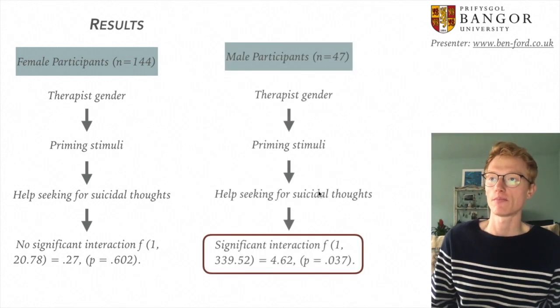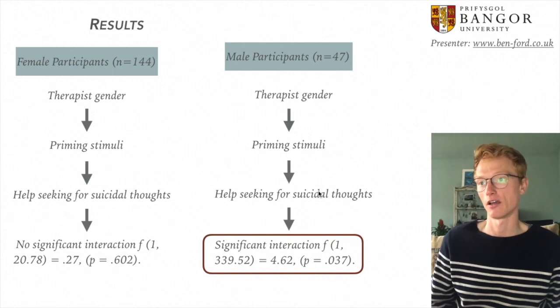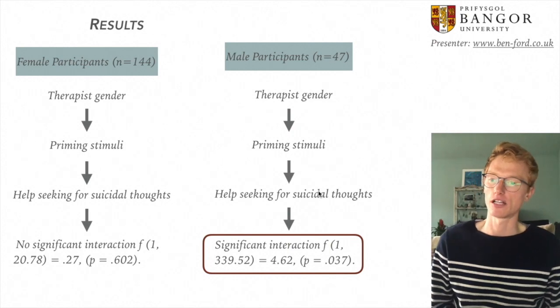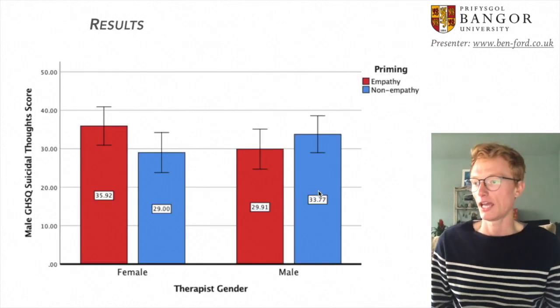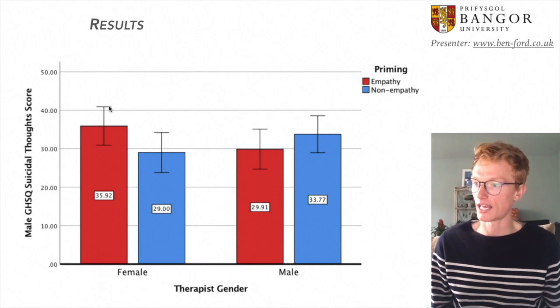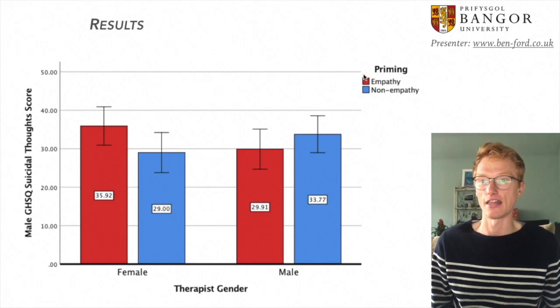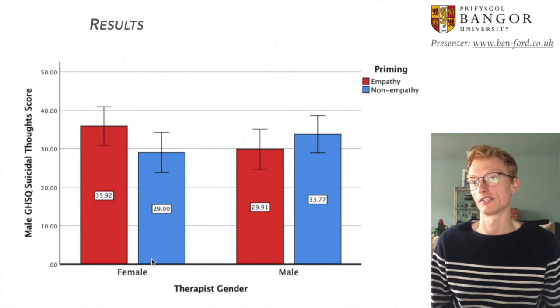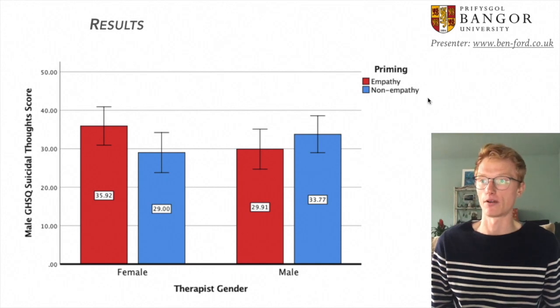Whereas with the male participants, there was a significant interaction between therapist gender, priming stimuli, and help seeking for suicidal thoughts. So let's have a look at the graph. Here you can see that the male suicidal thought score was highest with a combination of a female therapist and the empathy priming logo, and the lowest score was just about a female therapist with non-empathy priming scores.